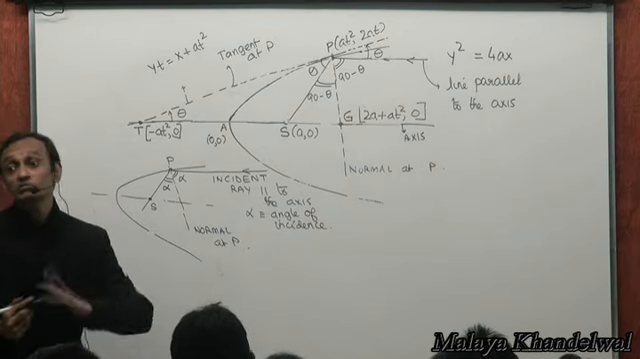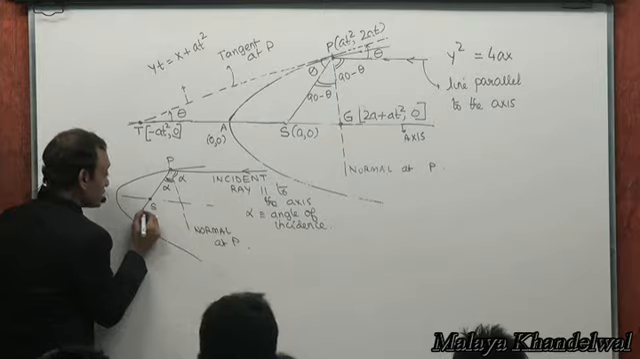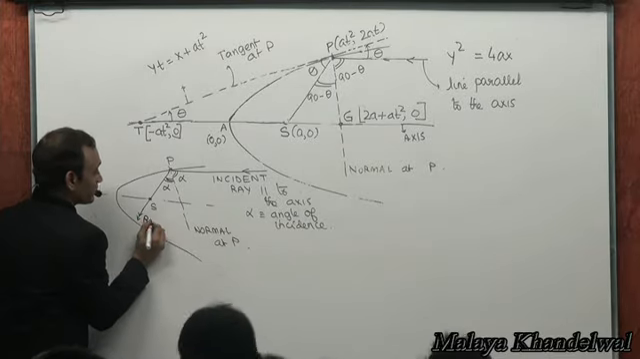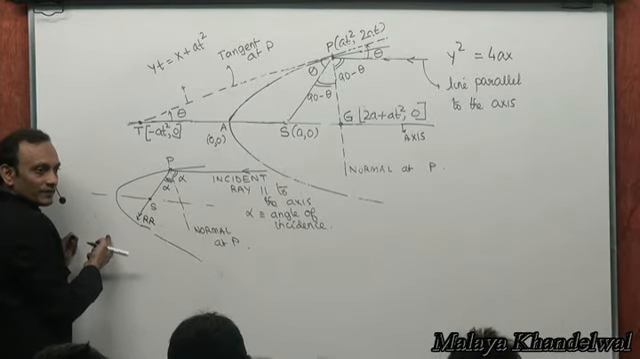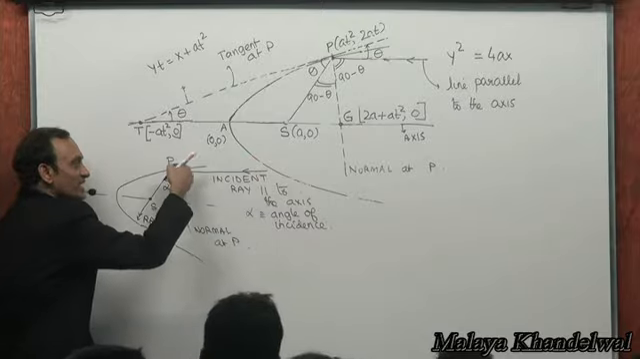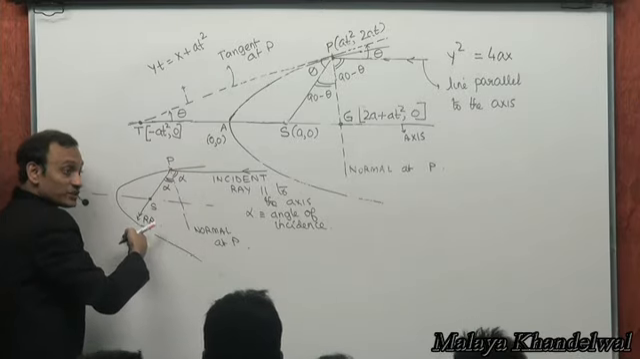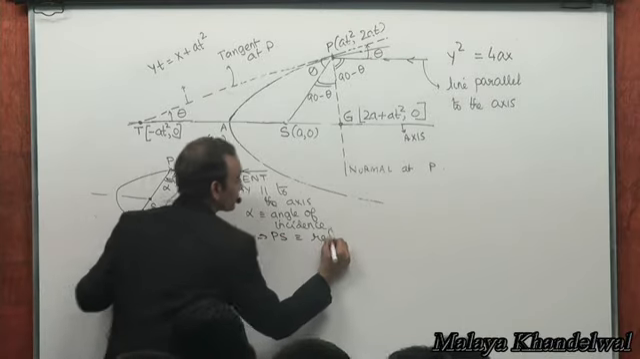Then the angle of reflection must also be alpha, and therefore this must be the angle of reflection, and therefore this must be the reflected ray. This must be RR, the reflected ray, because the angle of incidence has to be equal to the angle of reflection. So if this is the incident ray, this must be the reflected ray, or PS is the reflected ray.